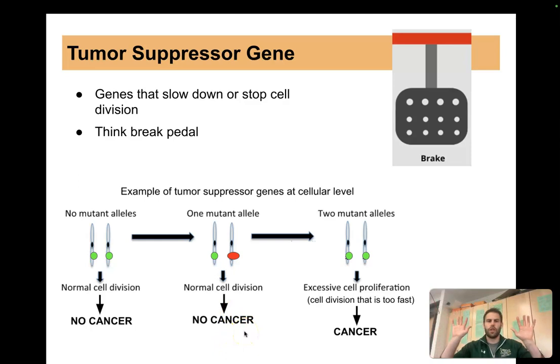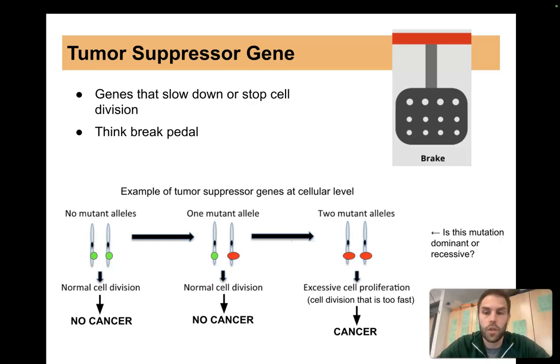Well, in our kind of strange car analogy, you've got two brakes, two feet on the brakes. One goes off, but you still have one foot on the brake, so that car's not going to move. However, if you have both feet off the brake, that car is going to start moving, right? Your cell is going to start dividing when it shouldn't be. So is this type of gene a dominant or recessive trait? This is going to be recessive because you need to have two of the mutant alleles to get a different phenotype, to get a different function.